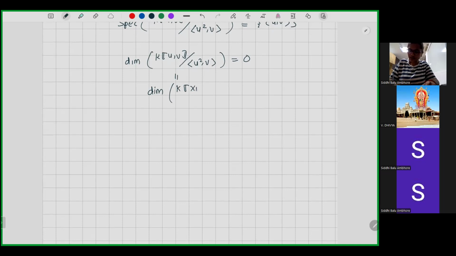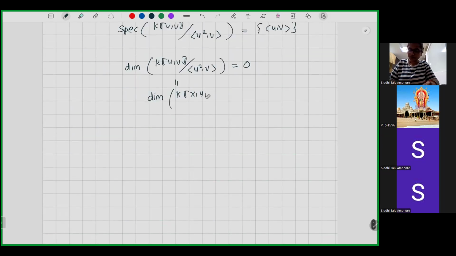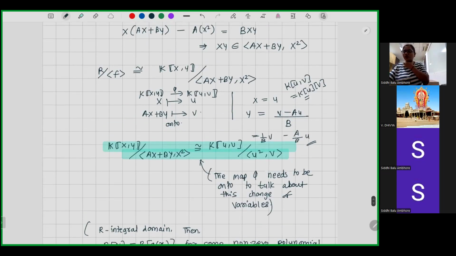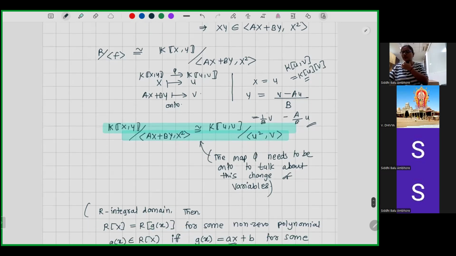Which is the dimension of k[x,z] quotiented by this f, which is 0. So therefore this f is a system of parameters, and this f was such that ax plus by, and this b non-zero, we actually needed this to conclude. Otherwise we can't say that this happens in general. We need to have this b non-zero.